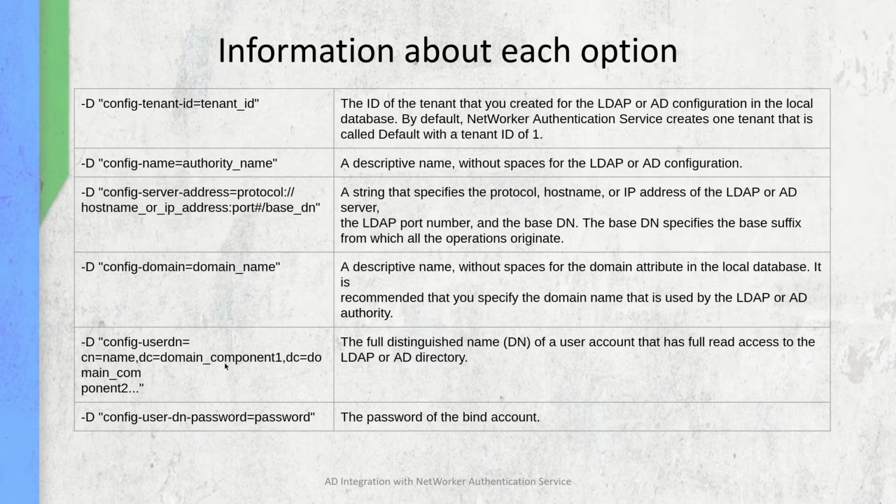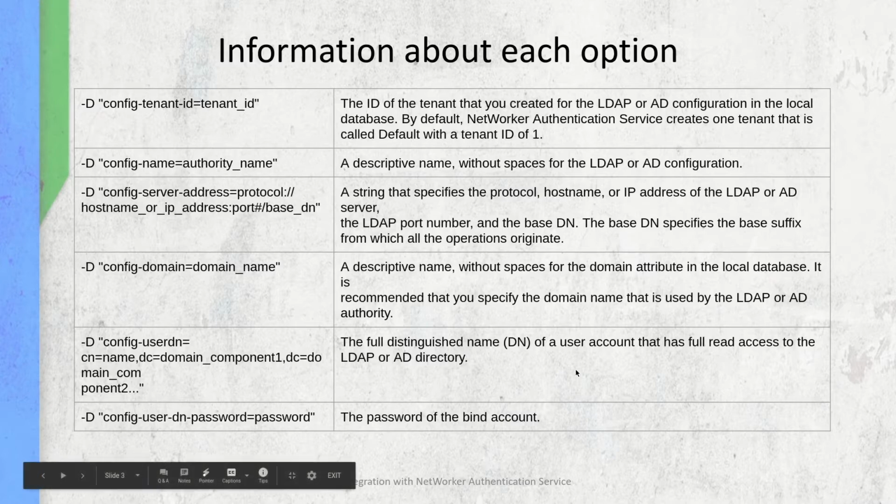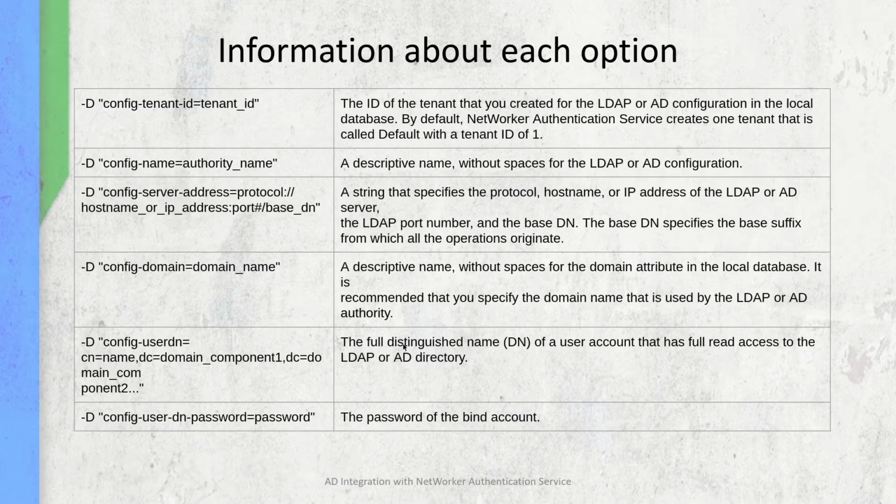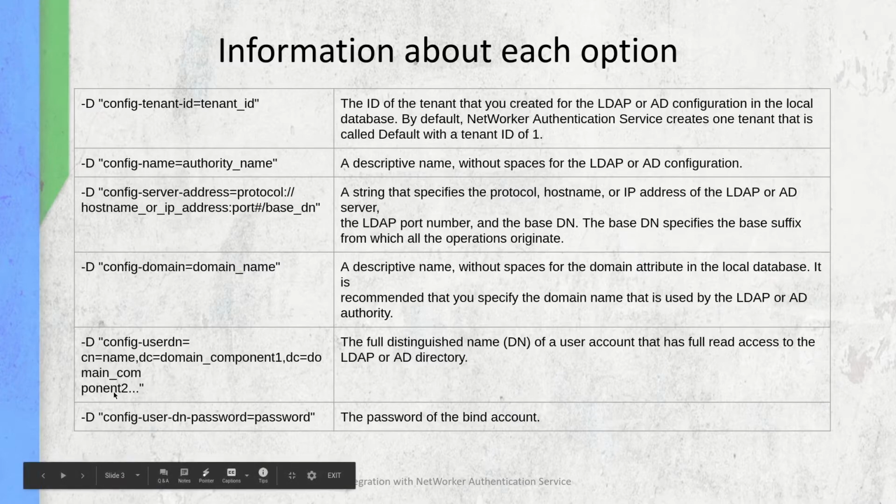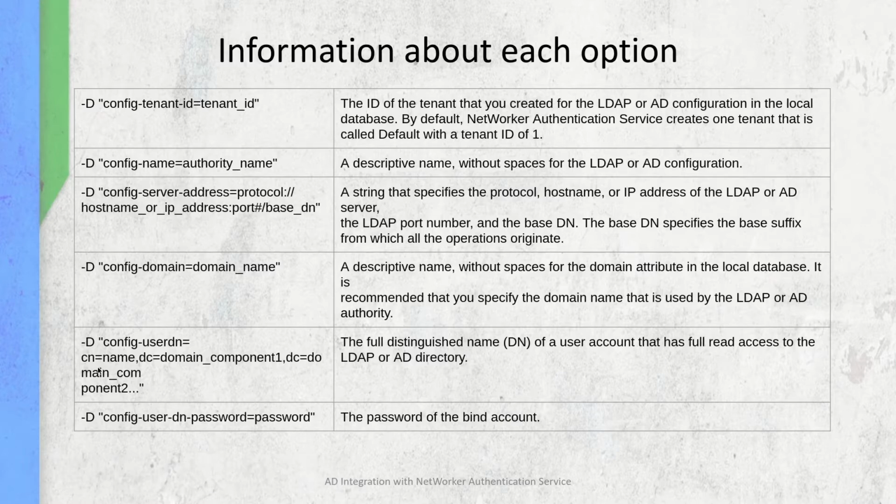Next is the config user. As we looked at when I explained the requirements, this is the user that has full read access to the Active Directory or the LDAP. Again, this has to be in the DN format, the distinguished name format, an example of which is here: CN is the container name, and DC is again the domain name component, and so on. Again, we will look at this when we do the demo for it to be clearer.